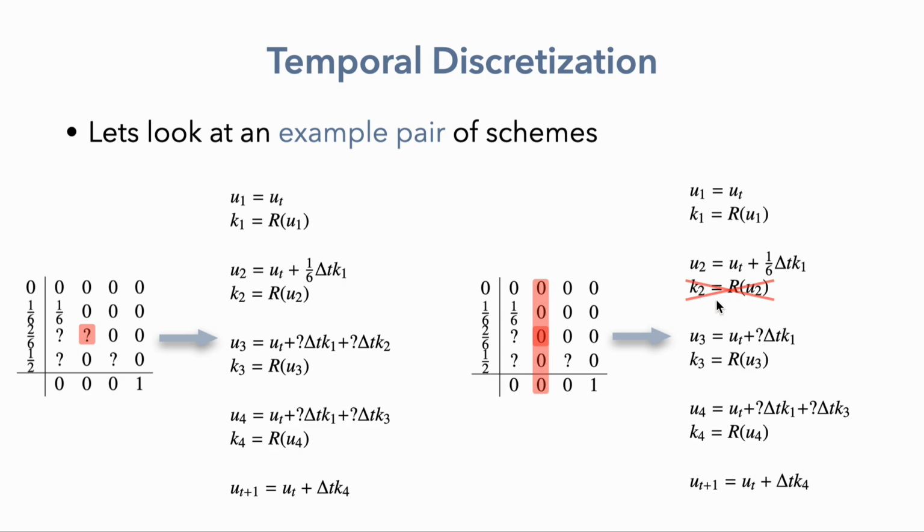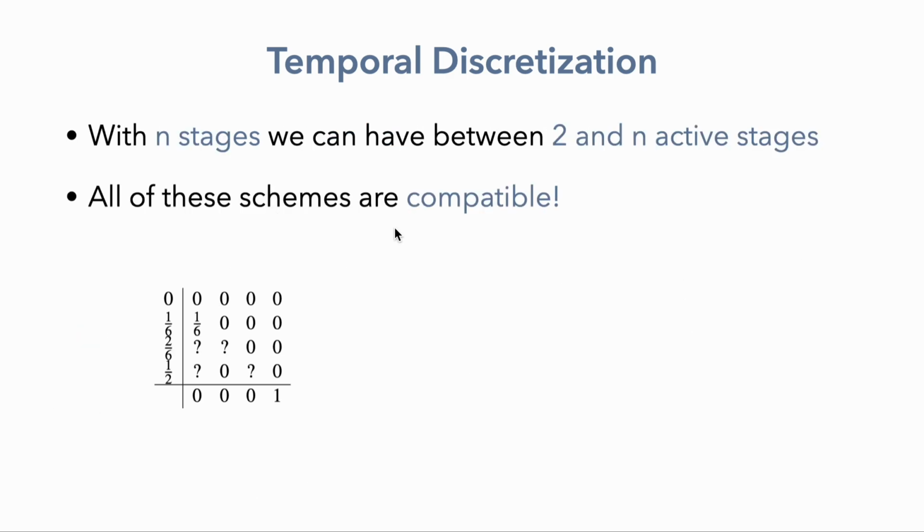right-hand sides. But importantly, because they have the same b and c vector, they can be paired with each other. So we could use this in part of the domain, let's say where the solution is non-stiff, and this in another part of the domain where the solution is stiff. So with a scheme with n stages, let's say this 4-stage scheme, we can have between 2 and n active stages. In this case of a 4-stage scheme, we can have 2, 3, or 4 active stages. And all of these schemes are compatible.